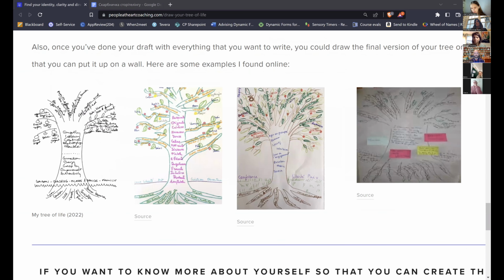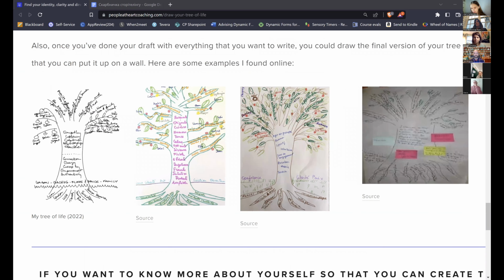As you can see, these do not need to be pretty trees. You do not need to be an artist.